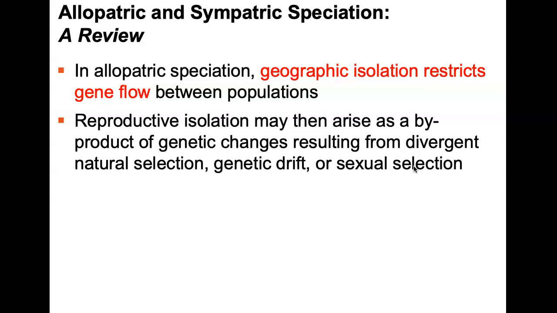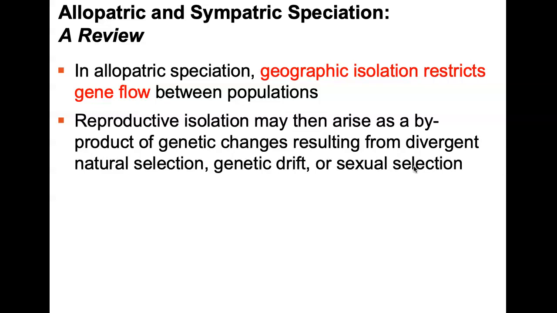So what we mean is that when two populations are geographically separated, they're going to accumulate their individual mutations and natural selection and genetic drift, sexual selection. All of these factors will contribute to making the two populations more and more different from each other, right? As a result, due to all these differences, eventually there could be a reproductive isolation as the end product.